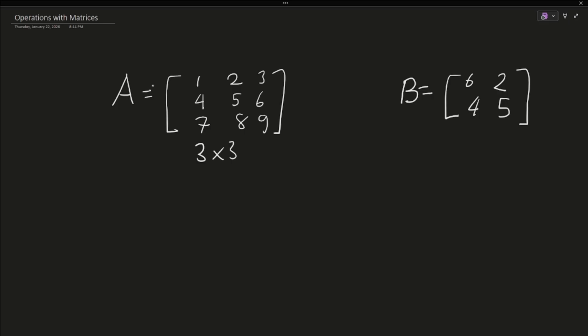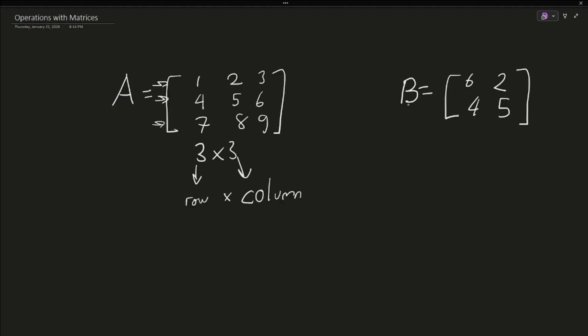Anytime you count the rows, this will be your row number. So this will be row multiplied with your column number, and we have three columns here. Columns are from upside down, so we have 1, 2, and 3 columns. So this is also columns. So we have three columns and three rows here.